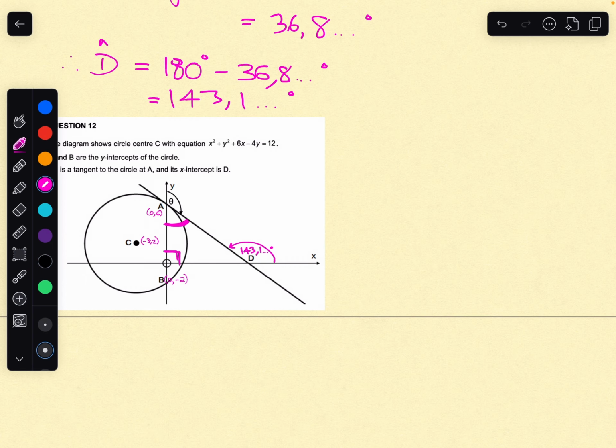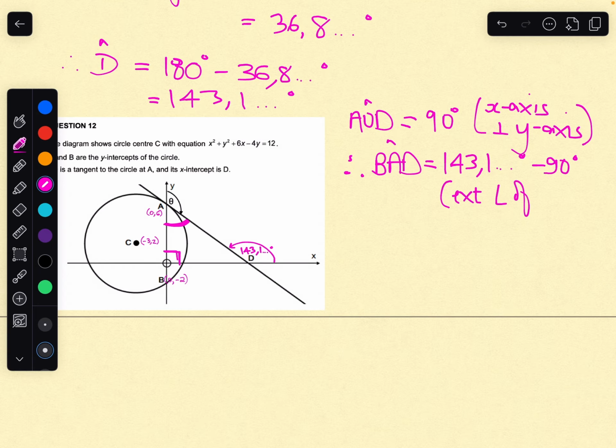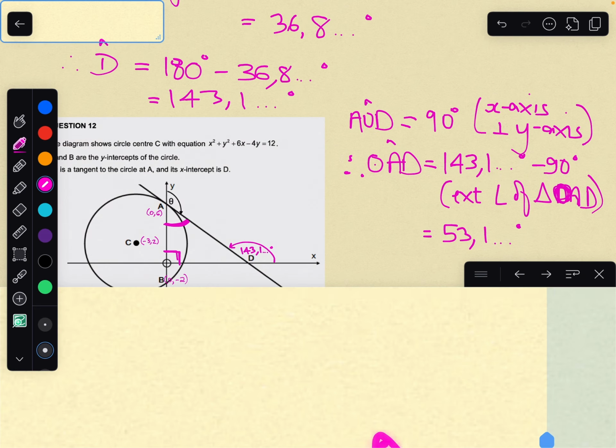Right. So we know that angle AOD is 90 because the x-axis is perpendicular to the y-axis, and so therefore the angle BAD will be equal to 143.1 minus 90, and that is because of the exterior angle of the triangle, OAD, which is 53.1 degrees. So that's the size of this angle here.